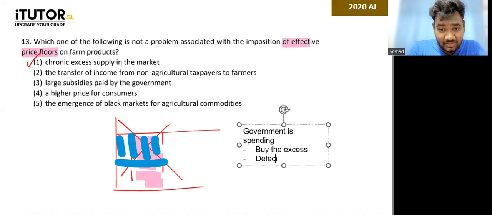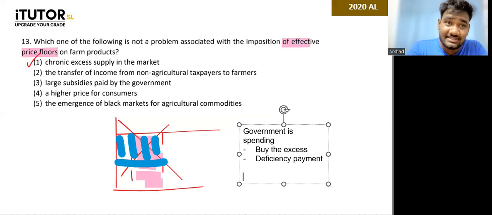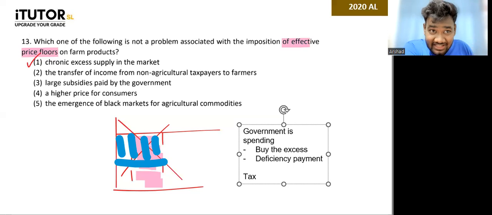I'm hoping you all remember those. Deficiency payment. How does the government spend, guys? Where does the government get the money from to buy the excess supply or to provide deficiency payment? Government gets the money from taxes. So they are collecting taxes from different people, and they are using this tax money to pay the farmers, to buy the excess supply of the farmers or to provide a deficiency payment for the farmers. That is what they are doing, no?